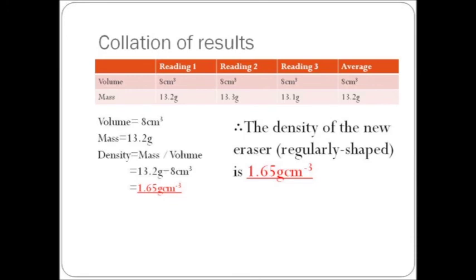We hope you have learned how to find the volume of a regular and irregular shaped object and found this video interesting. Thank you.